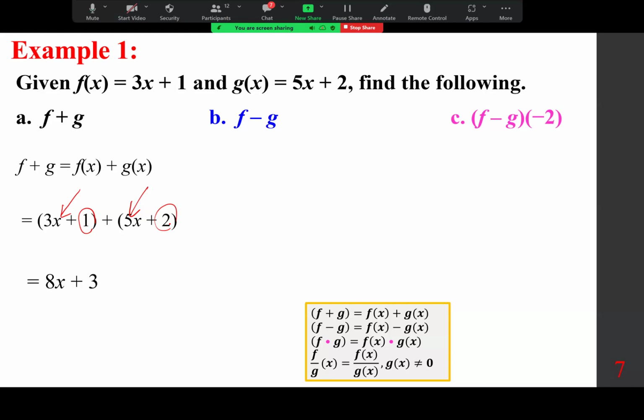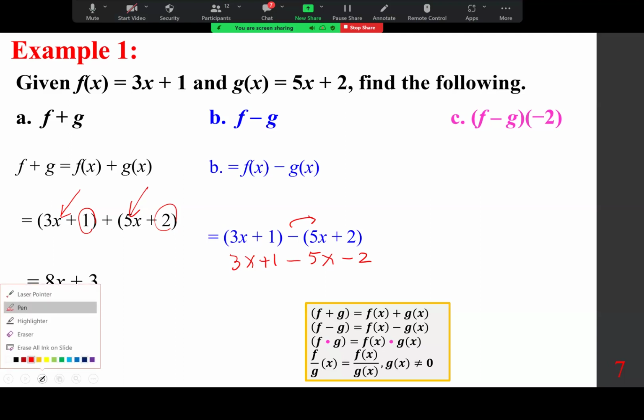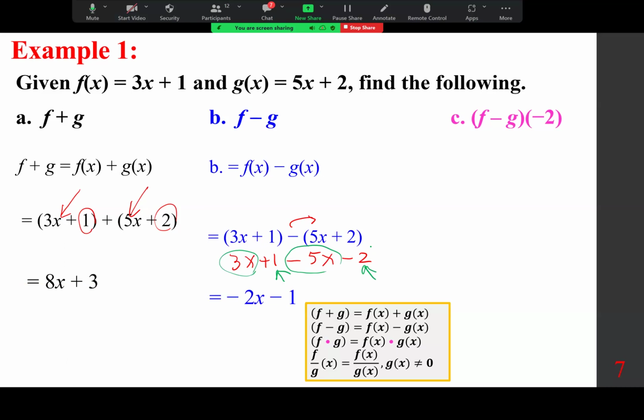Part B, we are interested in f of x minus g of x. So we write f of x, which is 3x plus 1, minus the parentheses 5x plus 2. So we are going to write this as 3x plus 1 and then distribute the negative sign to get minus 5x minus 2. We can add these two to get negative 2x. We can add these two to get negative 1. So the final answer is negative 2x minus 1.